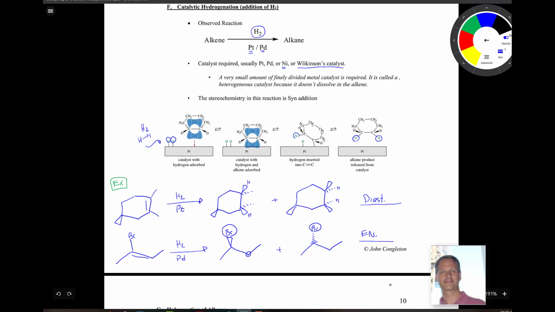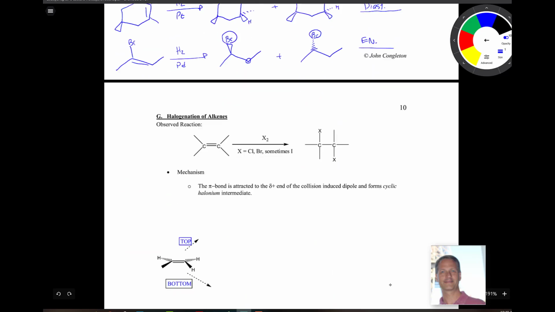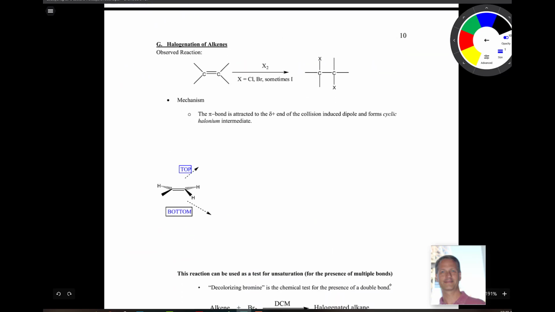Now, the next reaction is actually fairly straightforward. In fact, the next two reactions are going to have elements that are similar to things that we saw before, especially with the oxymercuration reaction. So this is the halogenation of alkenes. As far as the reaction is concerned, again, you got your alkene here. Most of the time you're going to use chlorine or bromine. I haven't really seen iodine being used that much in textbooks, at least our textbook.